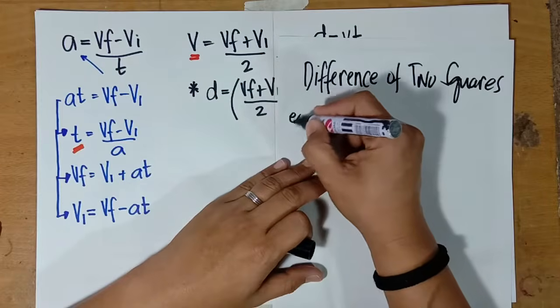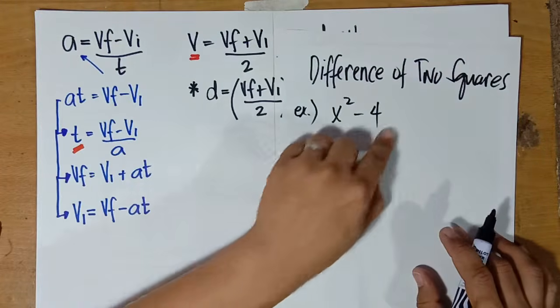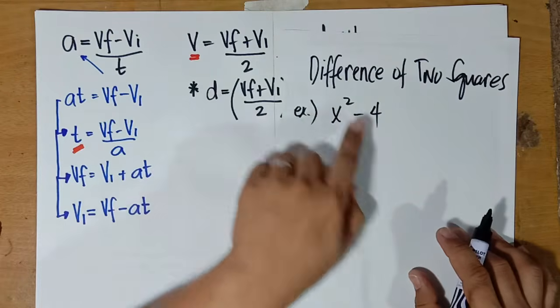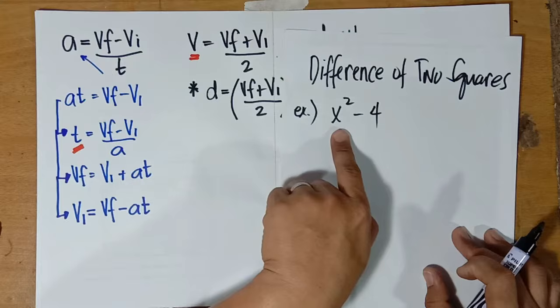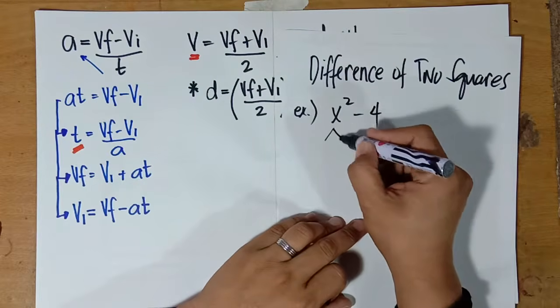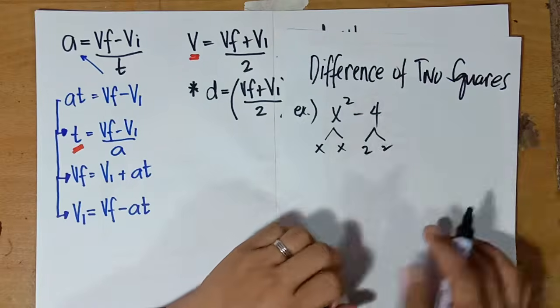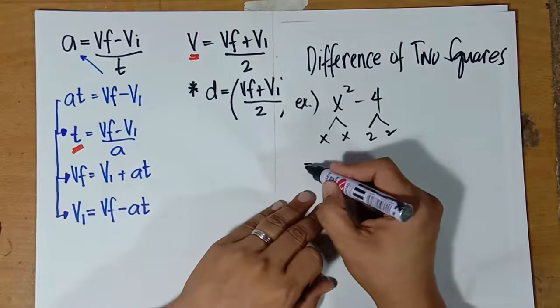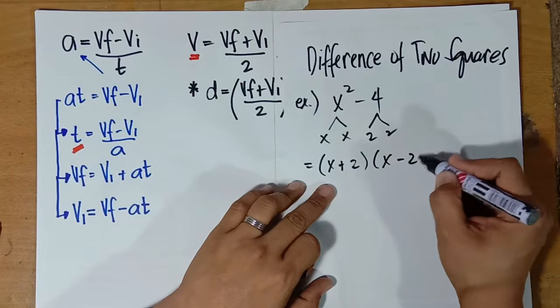Let us have an example, which is x squared minus 4. Now, this is under difference of two squares. From the word difference, it is minus. From the word two squares, because both of the terms have square roots. And x squared, there are two x's. For 4, there are two 2's. Therefore, the factors are x plus 2 and x minus 2.